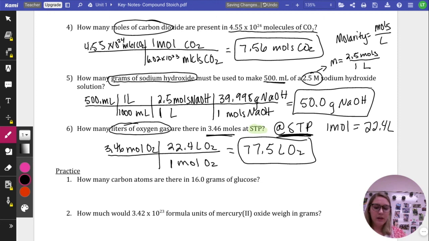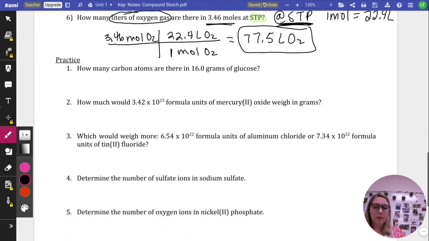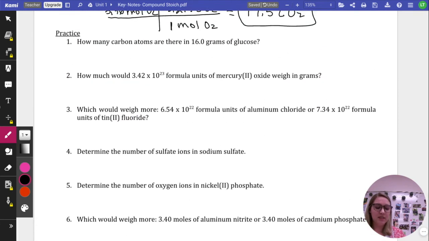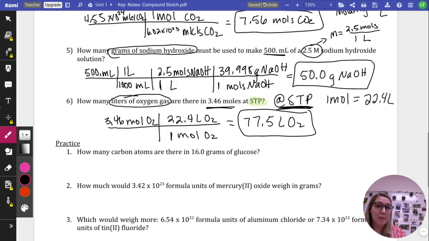Okay, so the next 8 problems on there are all more compound stoichiometry problems. You guys can use those to practice now. I will post the key for you on Canvas so you can check them out to make sure you're doing it right. If you have any questions, feel free to email me and I will be happy to help you.